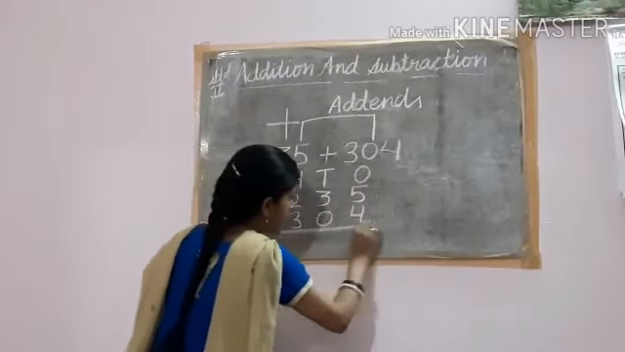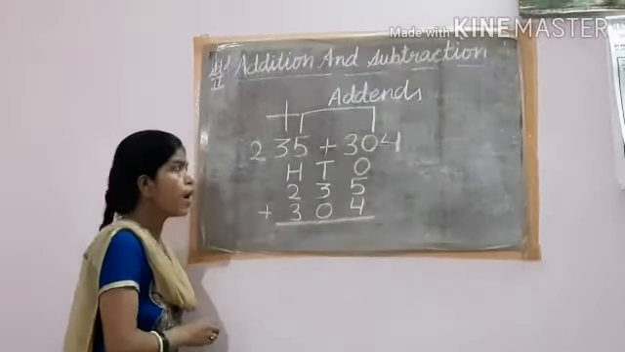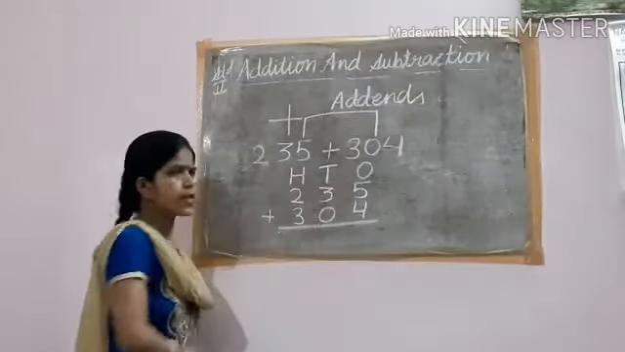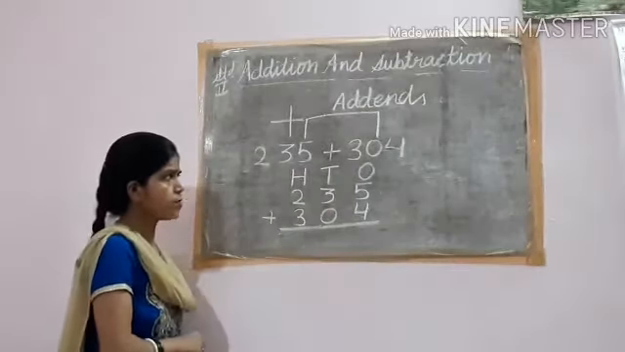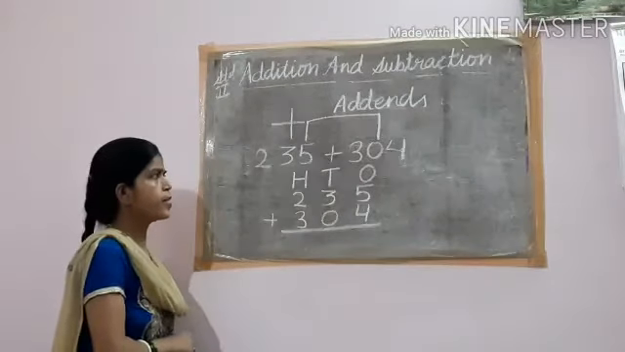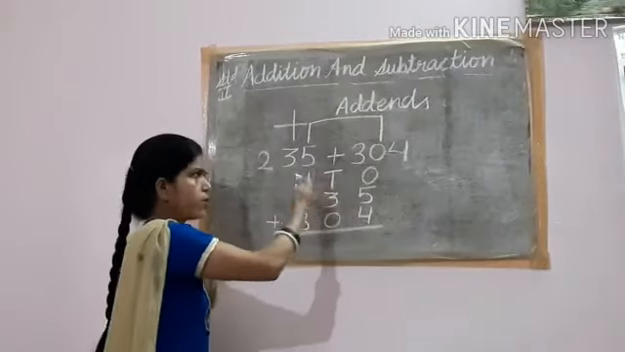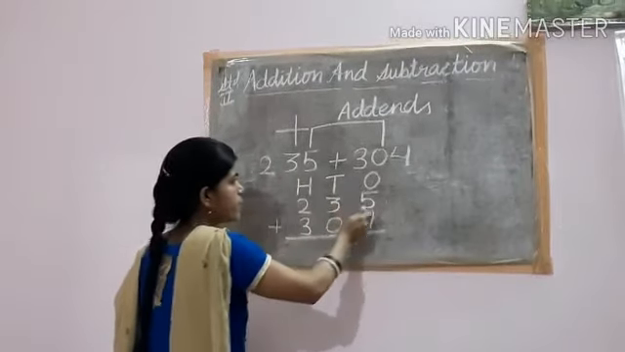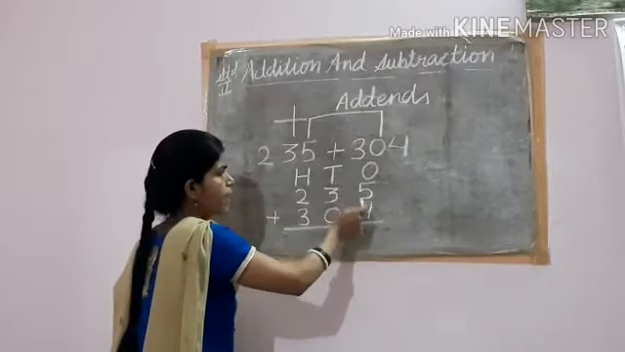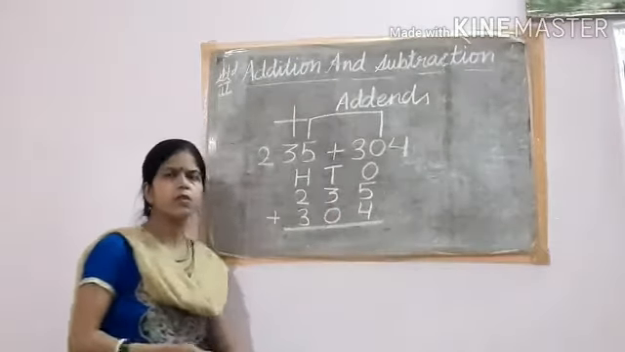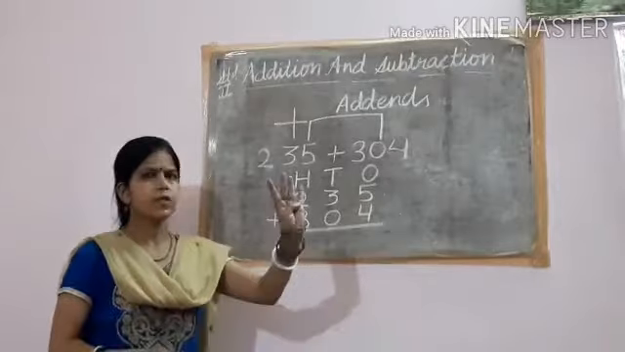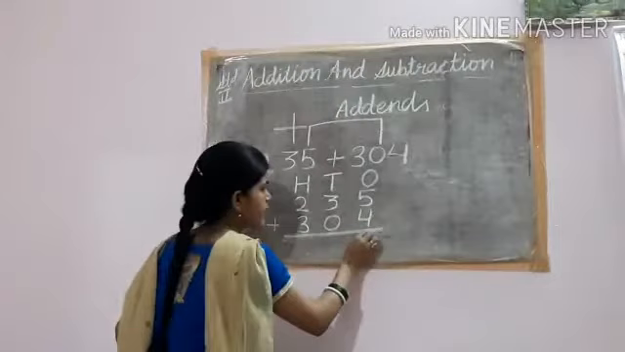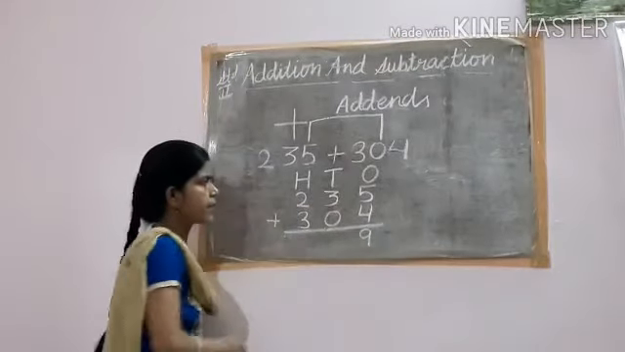Now you add it. As you know how to add, you have to start from which side? Ones side or hundreds side? No. Always we have to start from the ones side and move towards the left: ones, tens, hundreds. So first we count the ones place: 5 plus 4. After 5 count 4 numbers: 6, 7, 8, 9. So here is 9.